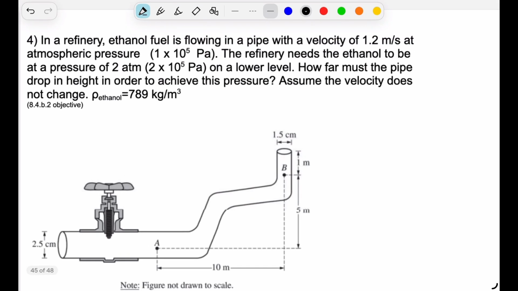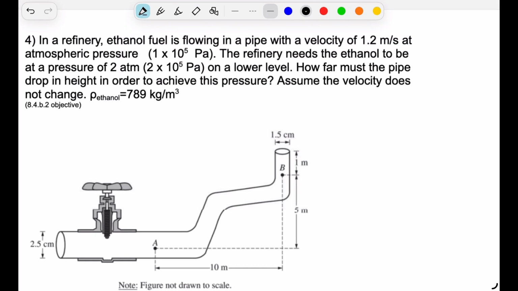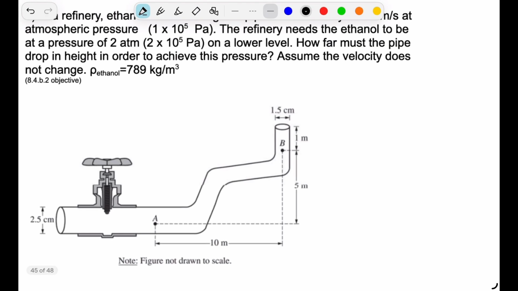So for our next question, in a refinery, ethanol fuel is flowing in a pipe with a velocity of 1.2 meters per second at atmospheric pressure, 1 times 10 to the power of 5 pascals. The refinery needs the ethanol to be at a pressure of 2 atm, 2 times 10 to the power of 5, on a lower level. How far must the pipe drop in height in order to achieve this pressure? Assume the velocity does not change, and the density of ethanol is 789 kilograms per meter cubed.